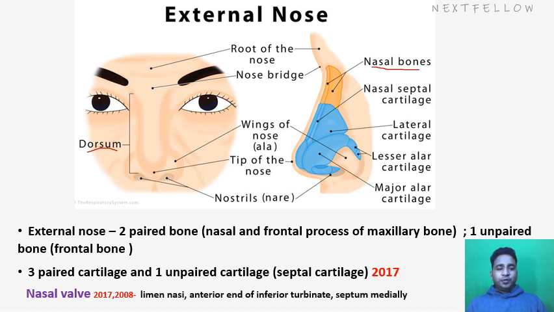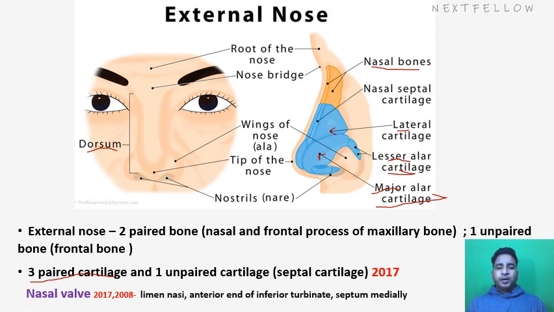What is important is that the nose consists of three paired cartilages. What are the paired cartilages? First one is the lateral cartilage, as you can see here. This is called the upper lateral cartilage. Then comes the major alar cartilage, which is this, also known as the lower lateral cartilage or major alar cartilage. It is present here. And the third group is known as the lesser alar cartilage, as you can see in this diagram. So the nose basically has three paired cartilages: upper lateral cartilage, lower lateral cartilage, and lesser alar cartilage.